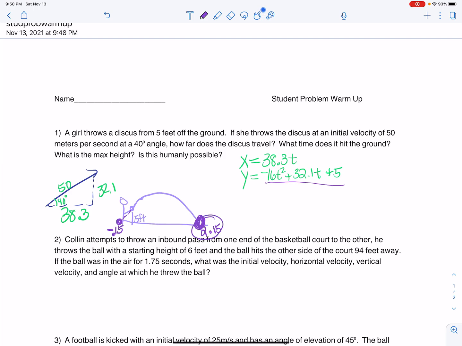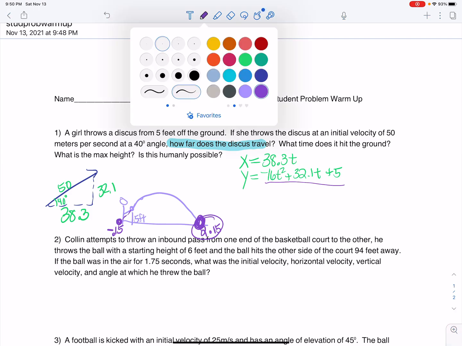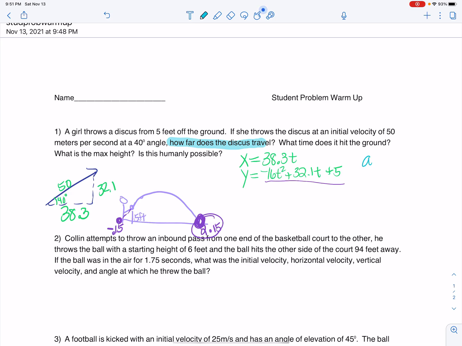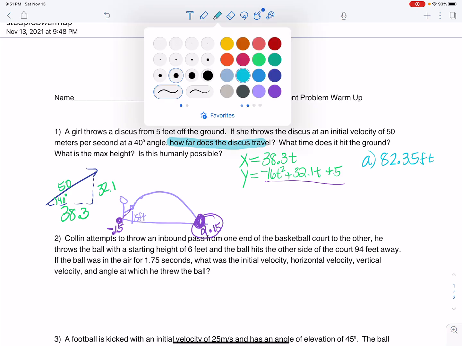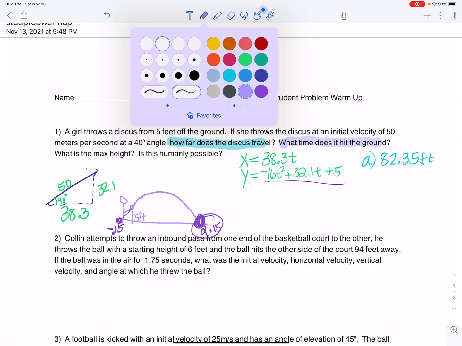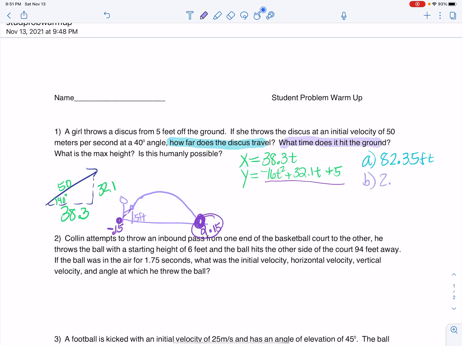It says at what time does it hit the ground? So how far does the discus travel? I would do 38.3 times 2.15. I'm just going to highlight this because this was a kid's question. So you might want to put A's, B's, and C's. So how far does it travel? I'm going to call that A, and I'm going to say it travels 82.35 feet. And then it says at what time does it hit the ground? So then I'm going to use that quadratic formula and I'm going to say 2.15.